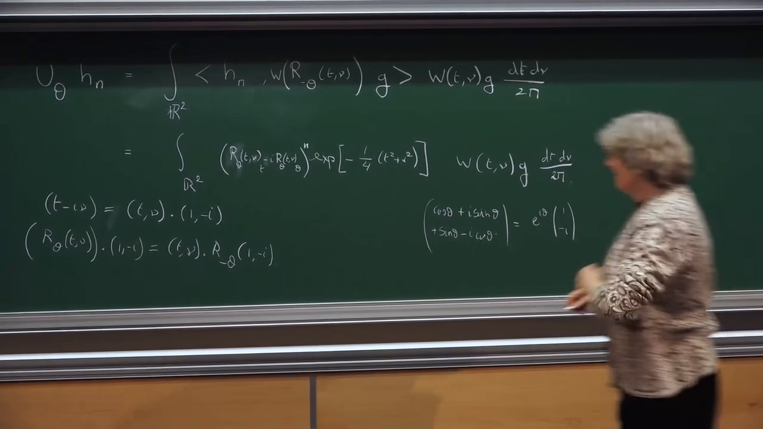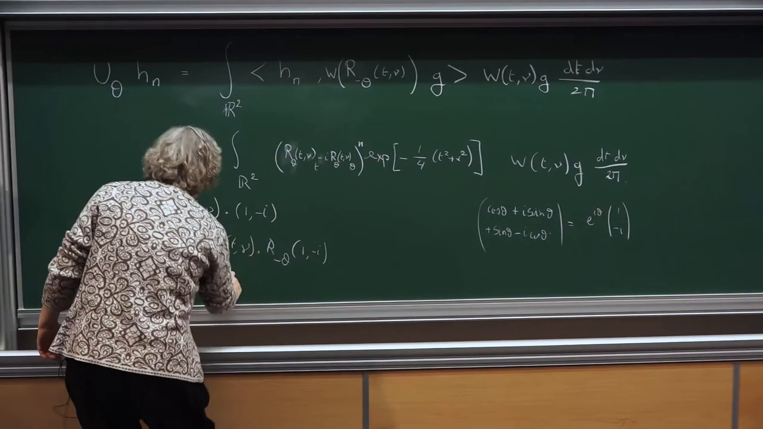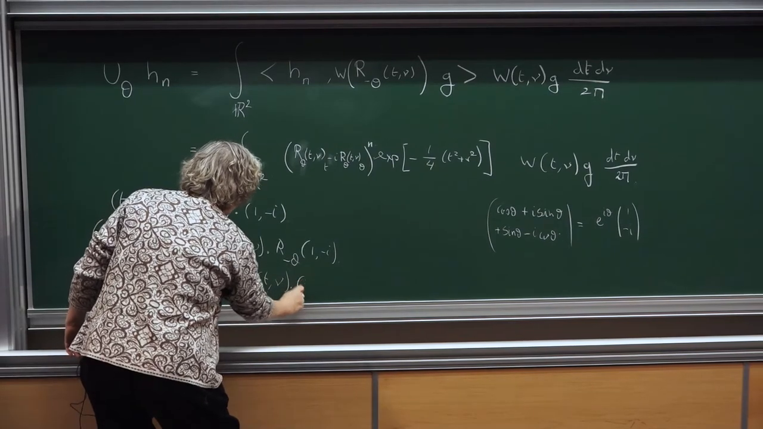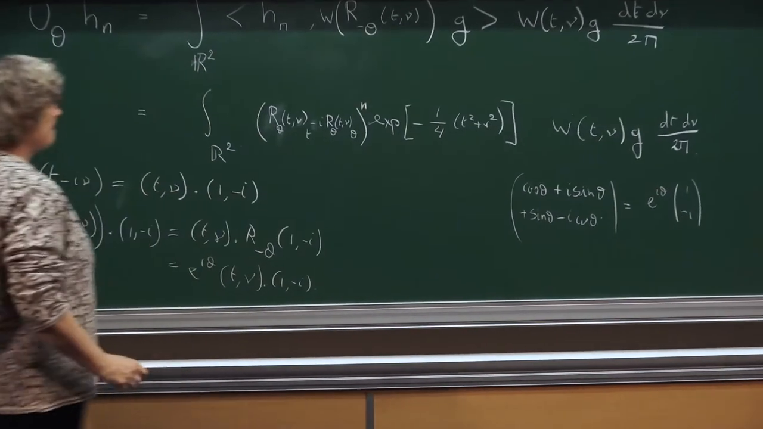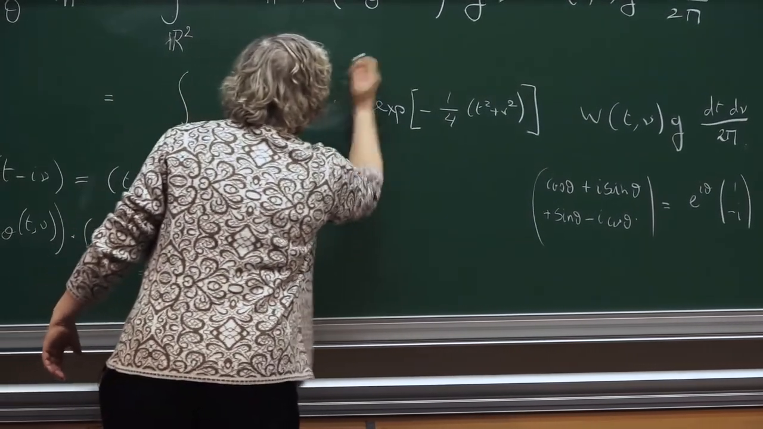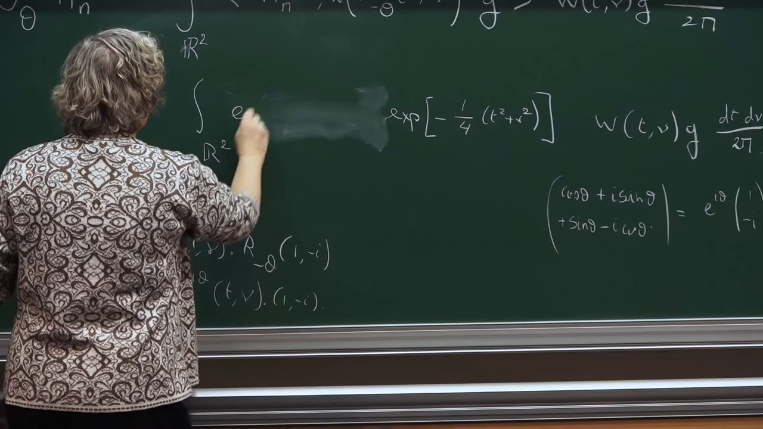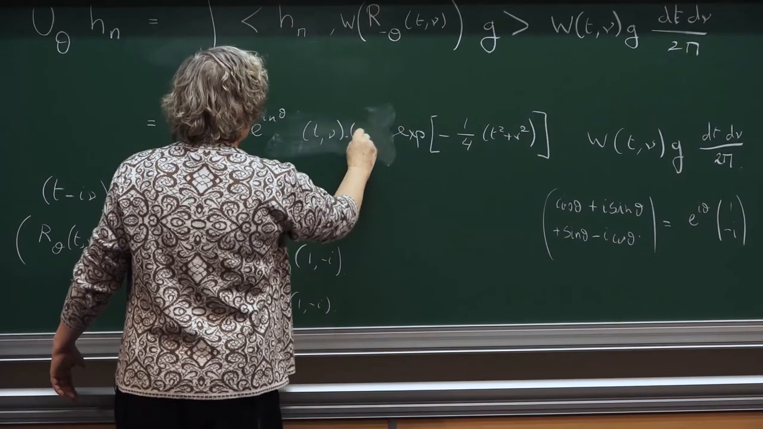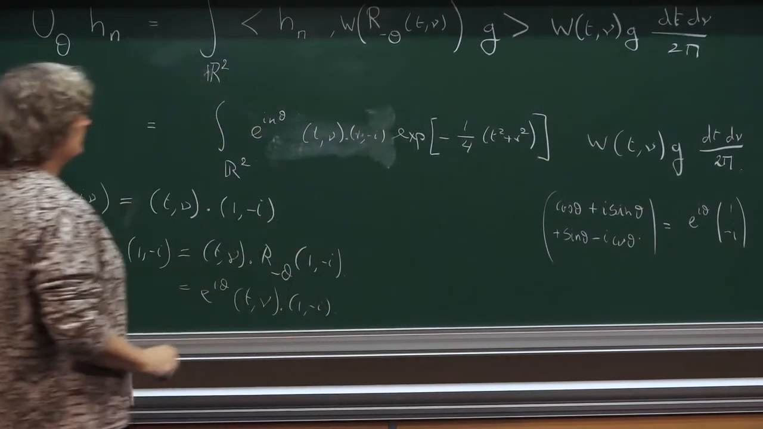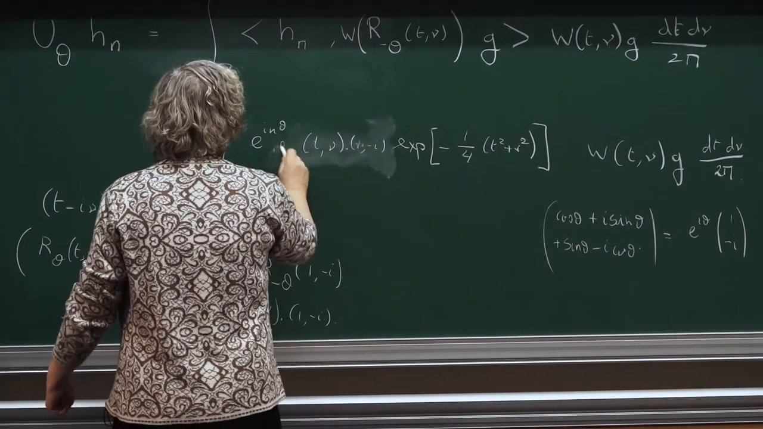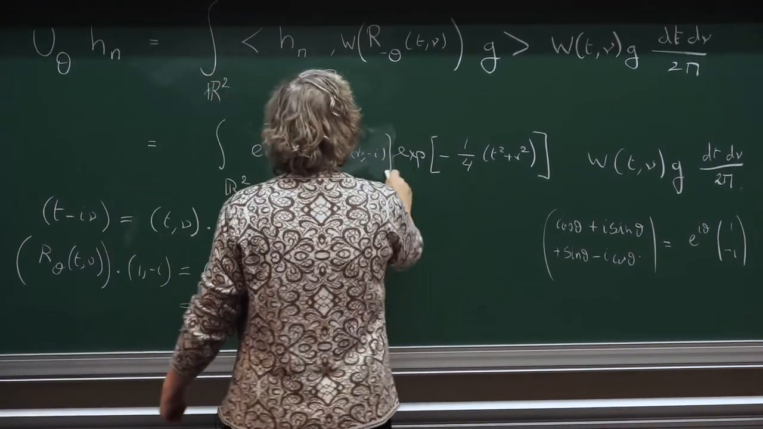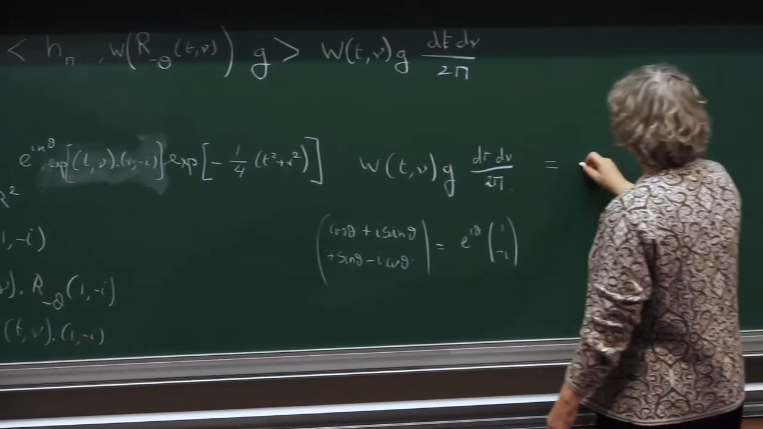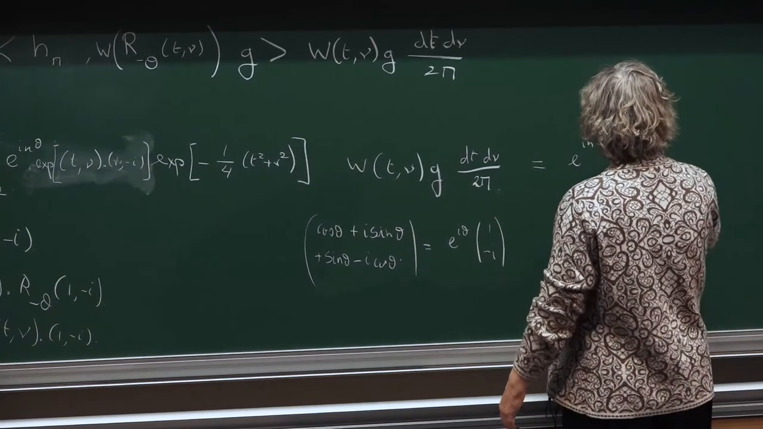And so what has happened is that I have exactly e to the I theta times t nu dot 1 minus I. So this whole thing is just the expression in which I can bring out e to the I theta, and then I have the expression as if there were no theta, no rotation in there. So this again, exponential, I can go back and so on. And so what I find is that u theta of h n is just e to the I n theta h n.